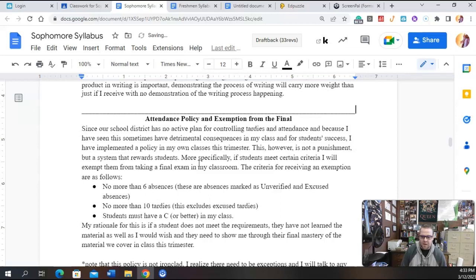So as an incentive, and I remind them of this, they have to meet certain criteria, and if they do, they don't have to take a final. Now, for the bulk of my students, this won't be a problem. But just for those few who are kind of toeing that line, this is what I've implemented. So, in order to not take my final, they can have no more than 6 absences.